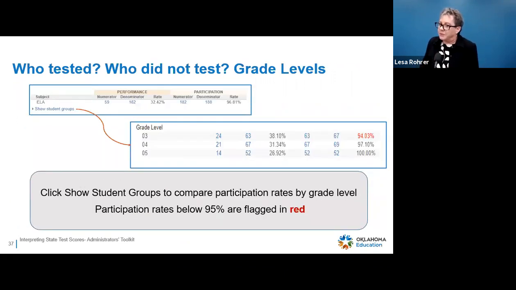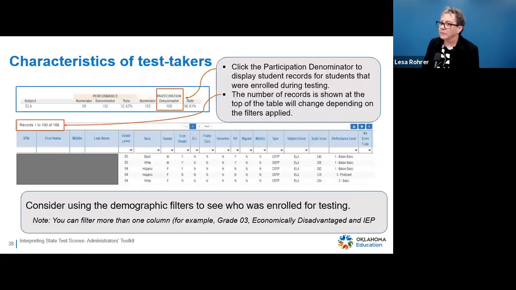Digging back in, when we think about who tested and who did not test, we have two groups: our student groups, which are our demographic groups, and our grade levels. We want to think about both of those, and that's why we've highlighted that the grade levels are also in that table, at the very bottom. Make sure you find that information as well. Here we see that grade 5 had 100% testing, while grade 3 was at 94.03. And then we talked about the characteristics of those test takers as being an important element as well.